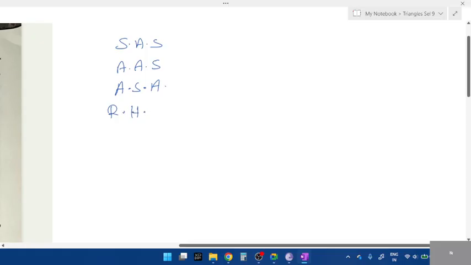right angle. H stands for hypotenuse, S stands for side. R stands for right angle, H stands for hypotenuse, and A stands for any one angle should be the same. Okay, just a minute.